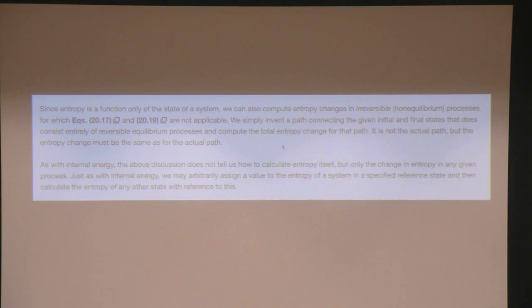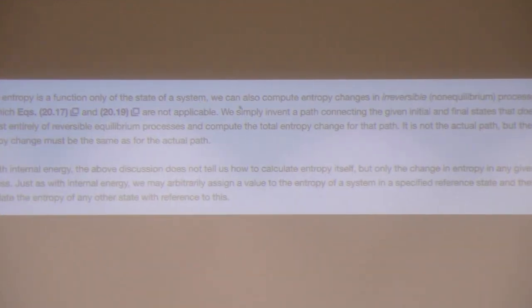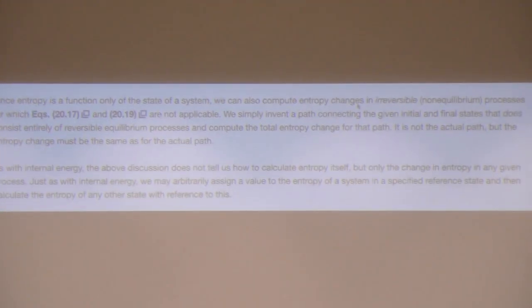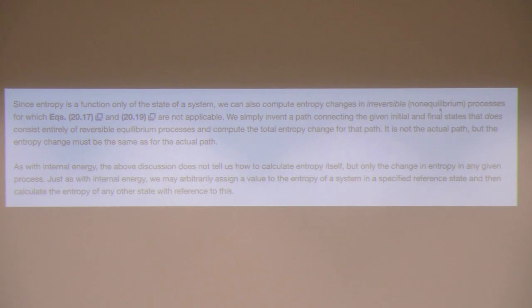Since entropy is a function only of the state of the system, we can compute entropy changes in irreversible non-equilibrium processes for which that equation is not technically applicable. We just invent a path connecting the given initial and final states that does consist entirely of reversible equilibrium processes. So that's what I did here. When I ignored this jaggedness, I just made a path that did follow a non-jagged path.